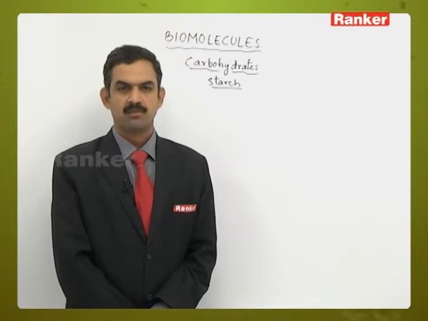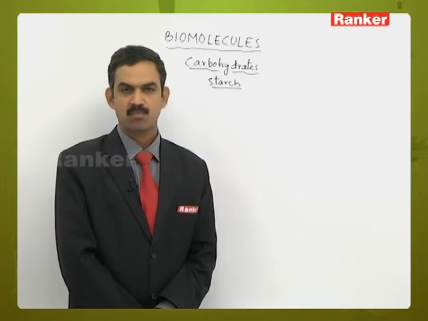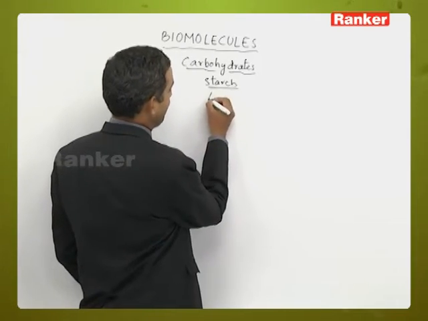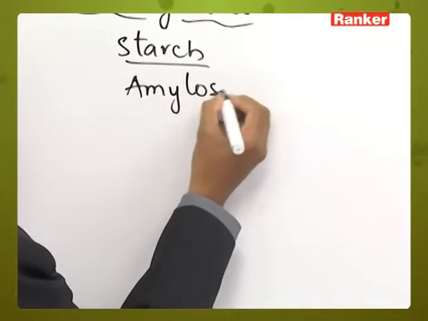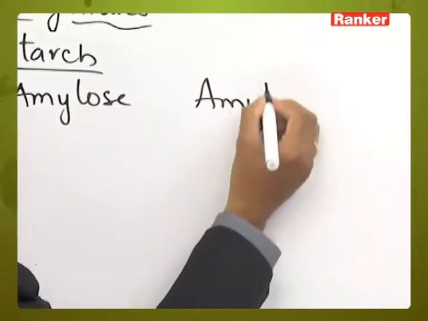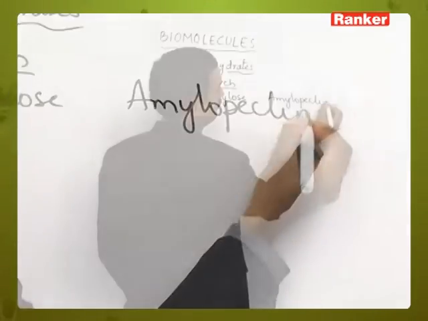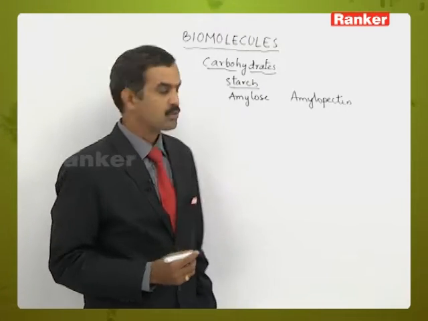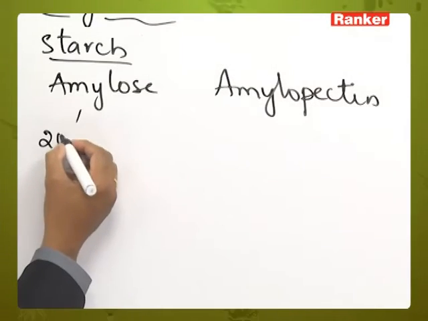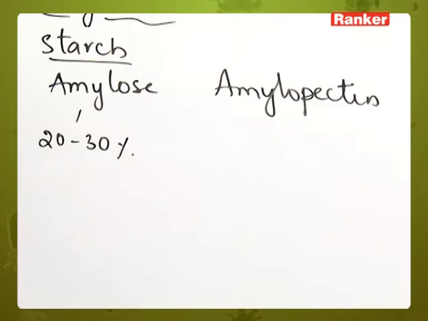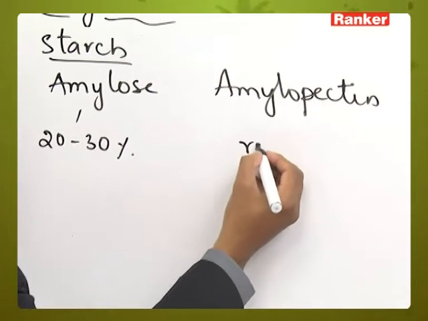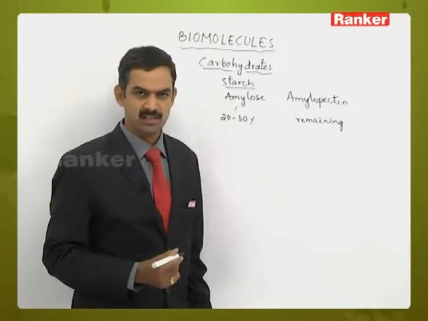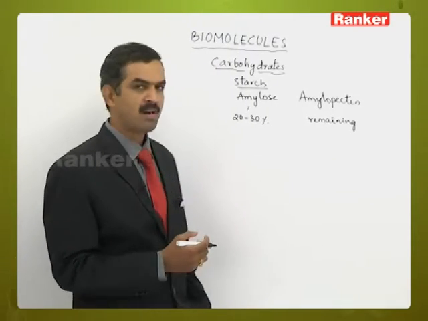Starch is a carbohydrate, a polysaccharide molecule, which is formed by two types of units. Those are called amylose and amylopectin. These two repeated units are present in the starch structure. Amylose accounts for nearly 20 to 30% of the starch composition, whereas the remaining content is occupied by the amylopectins. So the large proportion is made up of amylopectins.